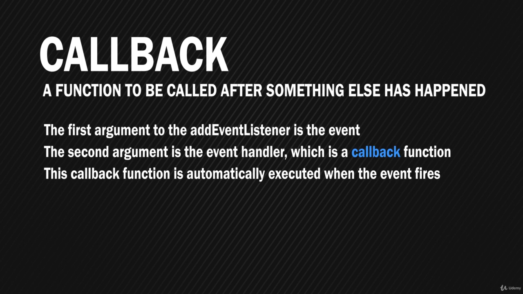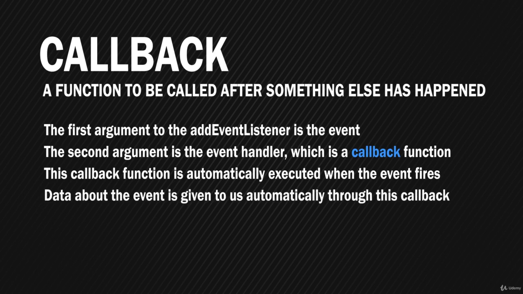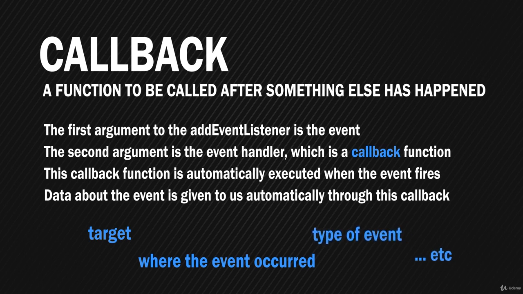And what's really cool about this specific callback when we use the add event listener method is we get a lot of data about that event automatically, which can be really, really useful. Well, what kind of information do we get back? Things like the target, where the event occurred, the type of event that occurred, etc. Instead of just looking at words on screen, let's jump to Visual Studio Code. Let's quickly code up a callback and let's see what is actually returned to us. Let's see this in action.